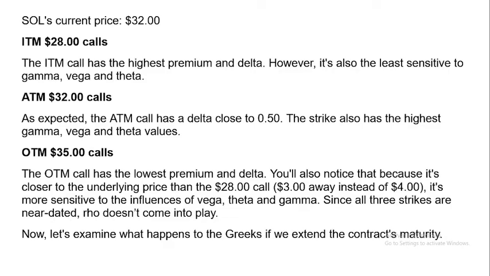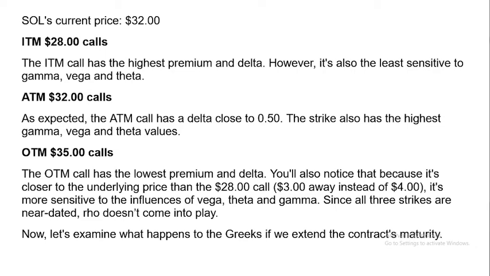The underlying's current price is $32. So, in the money, the 28.00 calls. The in the money call has the highest premium and delta. However, it's also the least sensitive to gamma, vega, and theta.